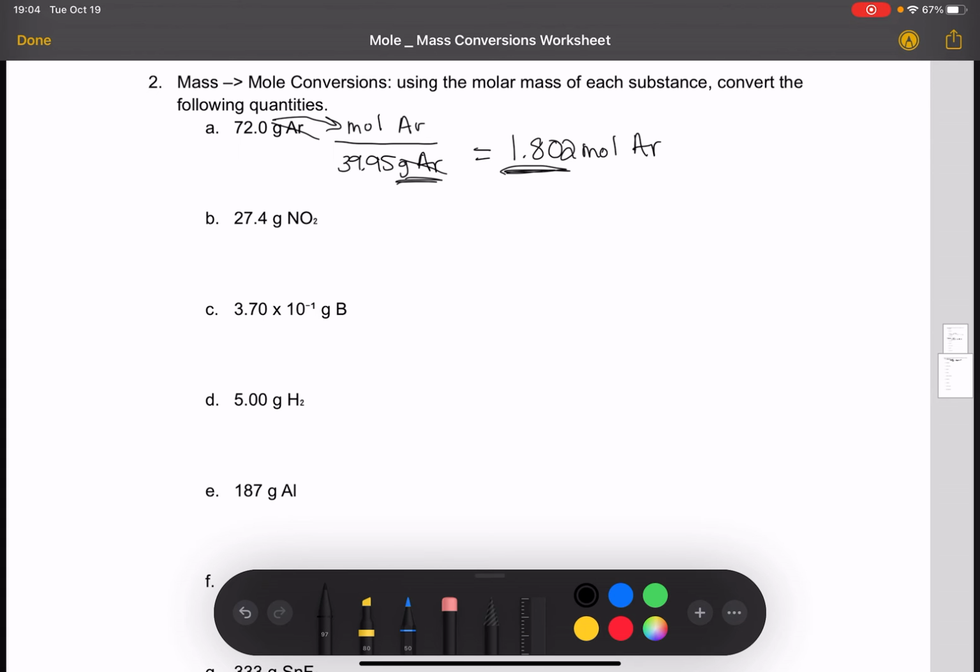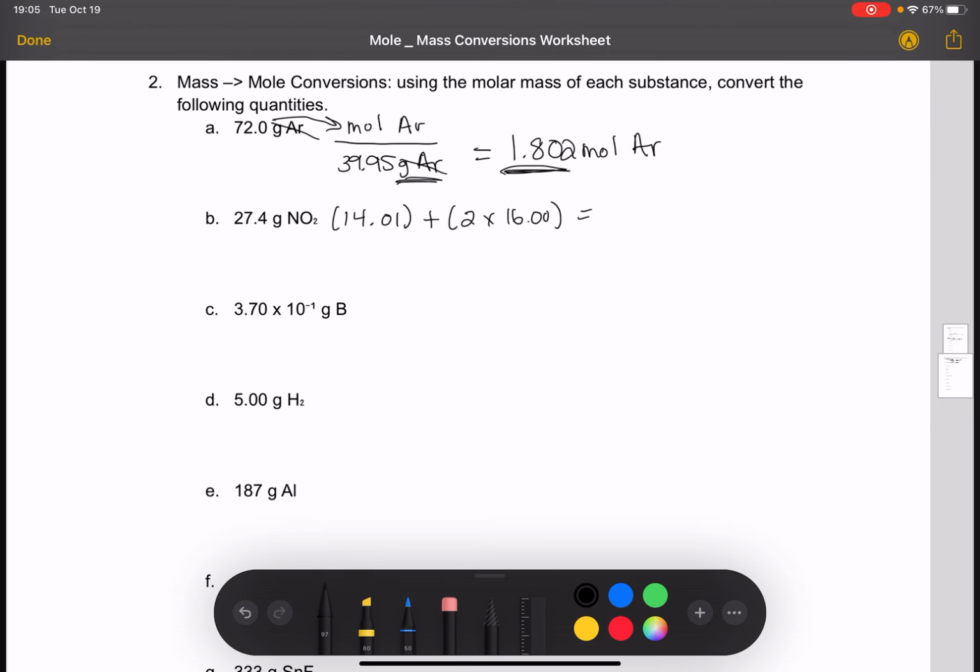For the next problem, letter B, let's find the molar mass of nitrogen dioxide. Goodness, my brain. So we have nitrogen, which is 14.01, plus 2 times 16, which is the molar mass of oxygen. So 14.01 plus 32, because 2 times 16 is 32.